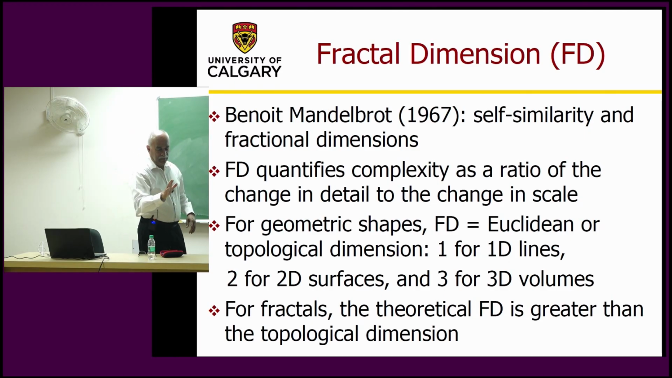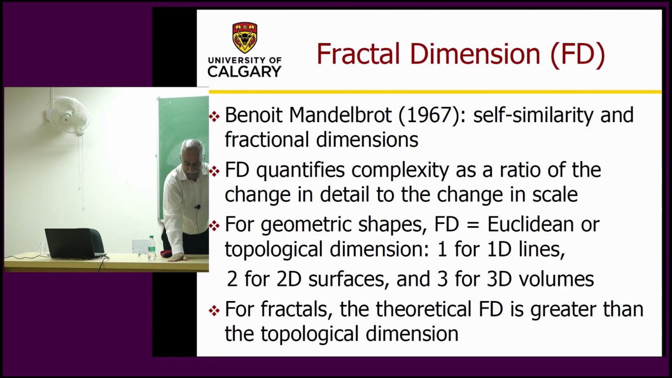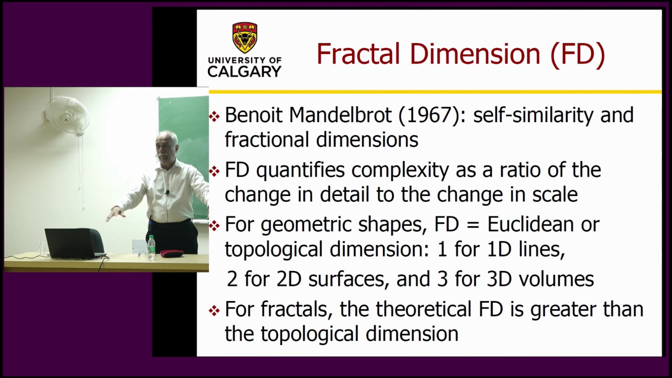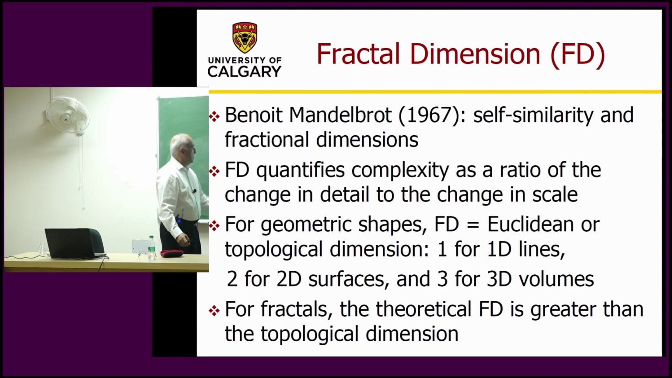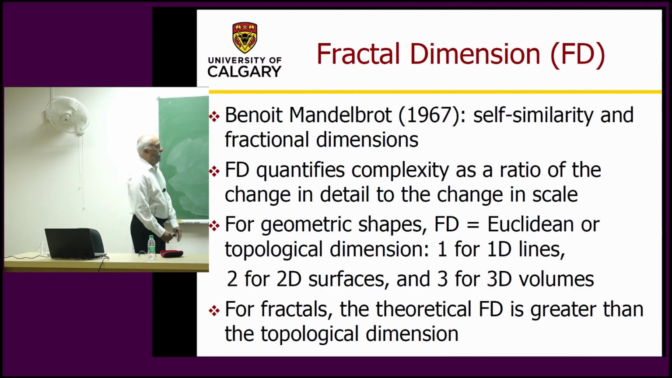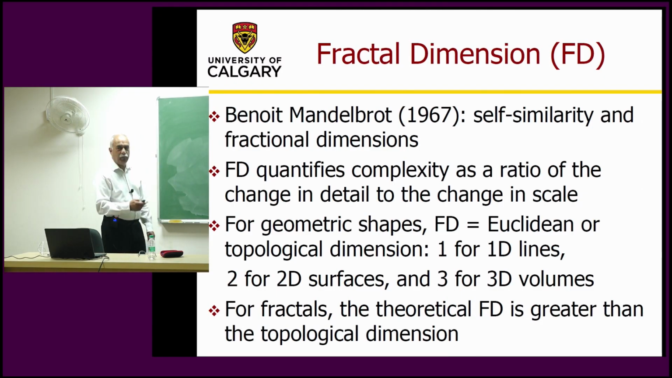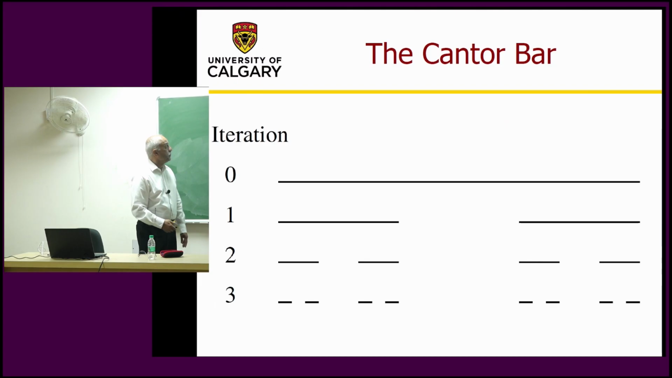2 for a square. This is a flat rectangle. But then if it has some variations in gray level or some pattern, then it's more than 2. 3 for 3D volumes, but if that has some roughness like a cloud, it'll be more than 3, the fractal dimension. So for fractals, the theoretical fractal dimension is greater than its topological or Euclidean dimension.